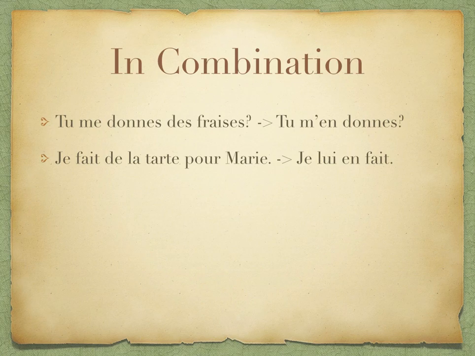Depending on which one you want to start with, we replace the de la tarte with en and the pour Marie with lui, because we make it for who? For Marie. So Marie is our indirect object pronoun. So Marie becomes lui, which we know always goes in front of en. And de la tarte becomes en, which, as stated, we know has to go after lui. Je lui en fais. I make some for her.